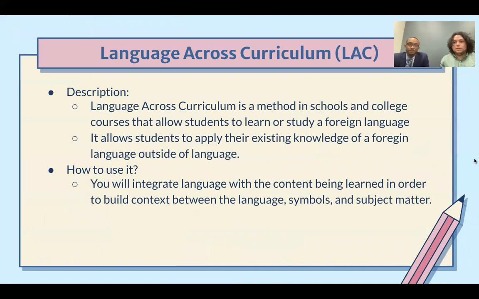Absolutely. Now, you might be thinking of what is language across the curriculum, also known as LAC. Well, LAC is a method in schools and in college courses that allows students to learn and study a foreign language. It also allows students to apply their existing knowledge of a foreign language outside of normal language. Now, how do you use it, you might ask? Well, you will integrate language with the content being learned in order to build context between the language, symbols, and the subject matter that you teach.